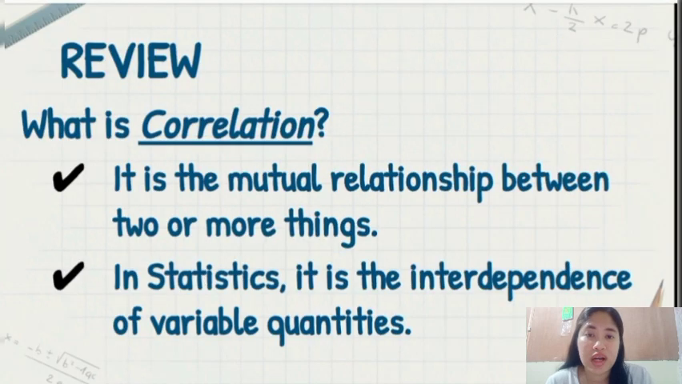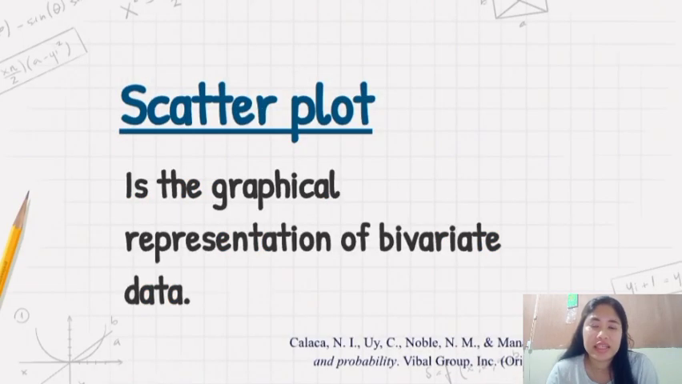Correlation is the mutual relationship between two or more things. But in statistics, it is the interdependence of variable quantities. A scatterplot is the graphical representation of bivariate data, according to Kalaka in his book of Statistics and Probability.